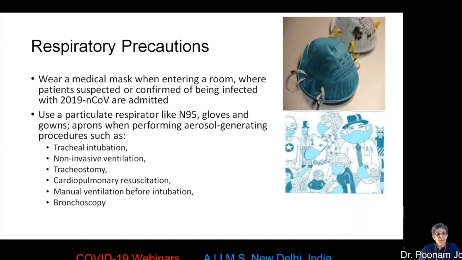Then there are transmission-based precautions to be observed. They are mainly of two types: respiratory precautions and contact precautions. Respiratory precautions, let us discuss in detail how we can ensure them. Wear a medical mask while entering a room where patients suspected or confirmed of being infected with COVID-19 are admitted. Use a particulate respirator like N95, gloves, gowns and aprons when performing aerosol-generating procedures such as tracheal intubation, non-invasive ventilation, tracheostomy, cardiopulmonary resuscitation, manual ventilation before intubation, and while assisting for bronchoscopy.